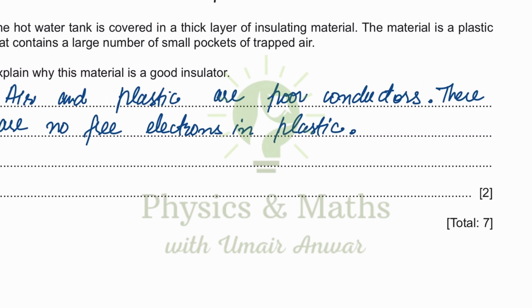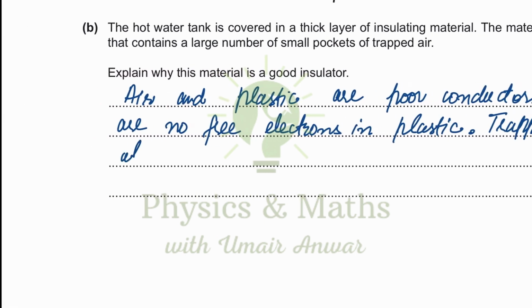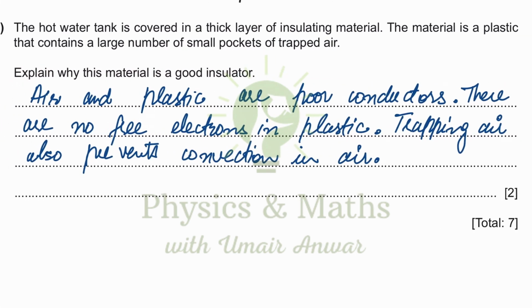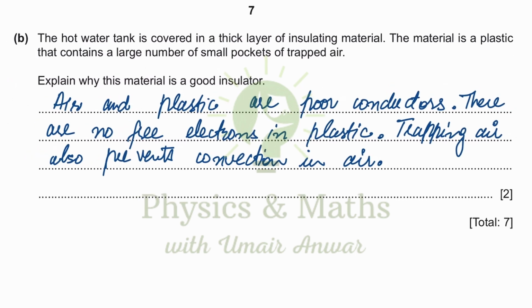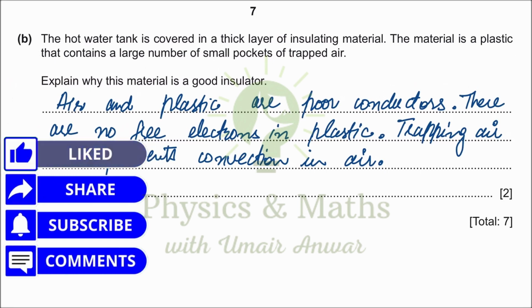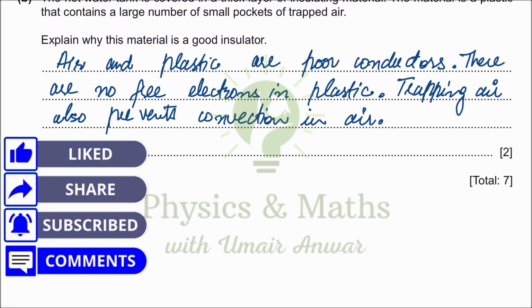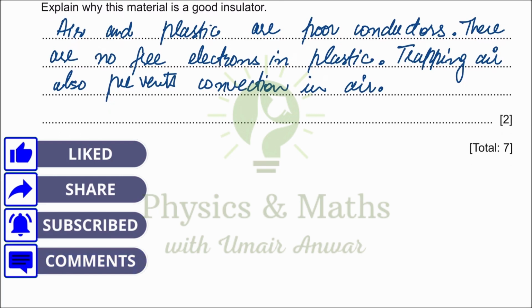And trapping air also prevents convection in air. Since the air is trapped and it cannot change its position, the heat energy to the external air could not be transferred easily. So these are the reasons why this arrangement of plastic combined with small pockets of trapped air makes a very good insulator for this type of application.